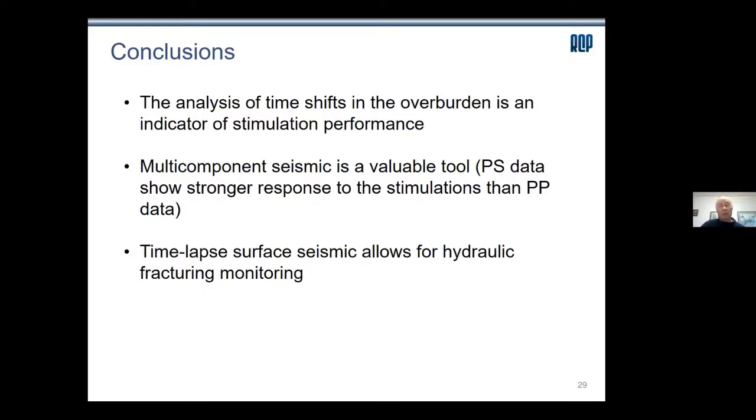The multi-component seismic is a very valuable tool, especially with the full waveform recording as we did with shear wave data as well as compressional wave data. In fact, we use what we call 9-component data, which allows us to record pure shear data as well, where we induce horizontally polarized waves from shear wave vibrators into the subsurface, and not just rely on compressional wave data for transmission of these shear waves. Time-lapse seismic data allows us to monitor these hydraulic fractures.